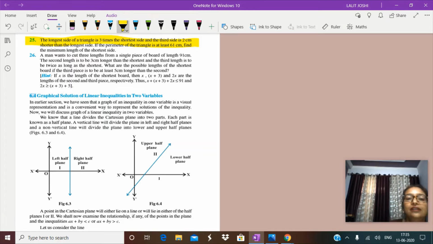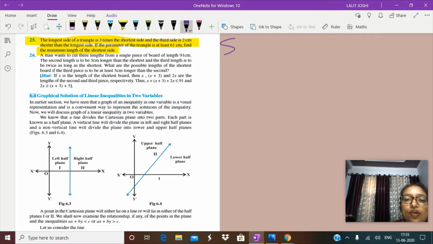Now, the third side is 2 centimeters shorter than the longest side. If the perimeter of the triangle is at least 61, find the minimum length of the shortest side. So what the question says over here, if we reread the question, we observe everything depends on what? The shortest side.